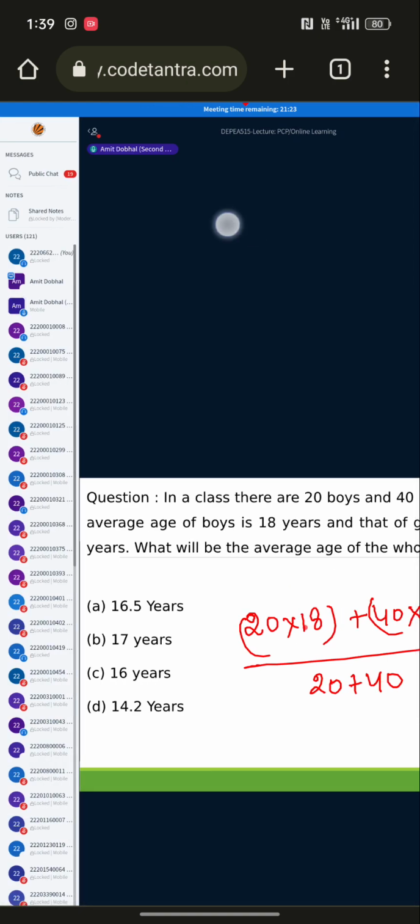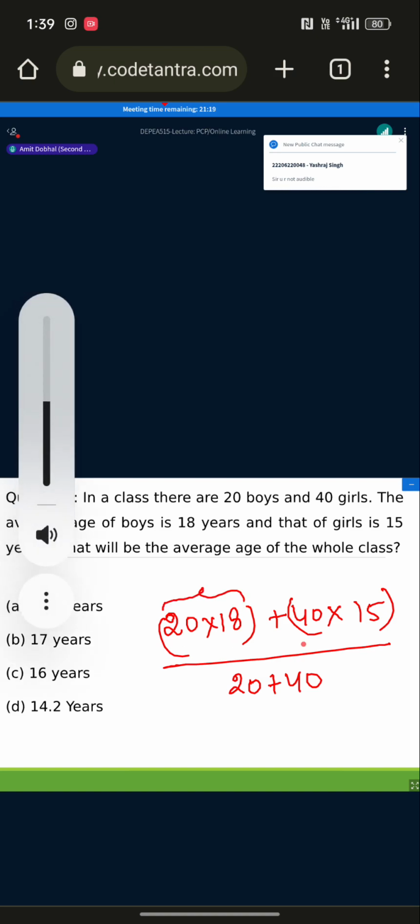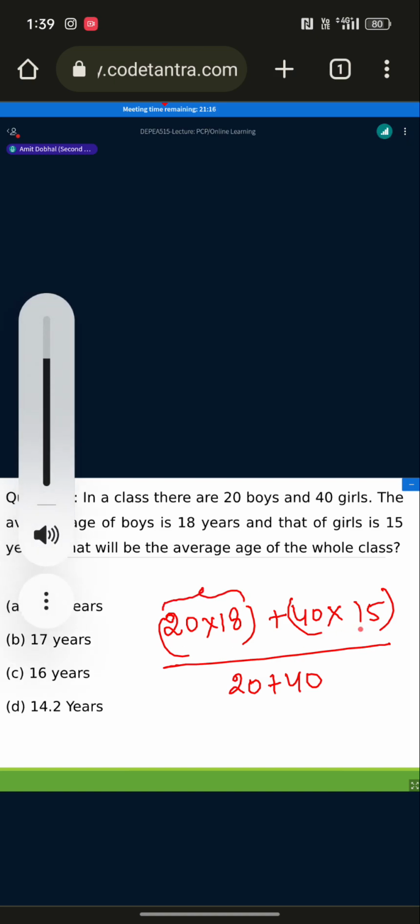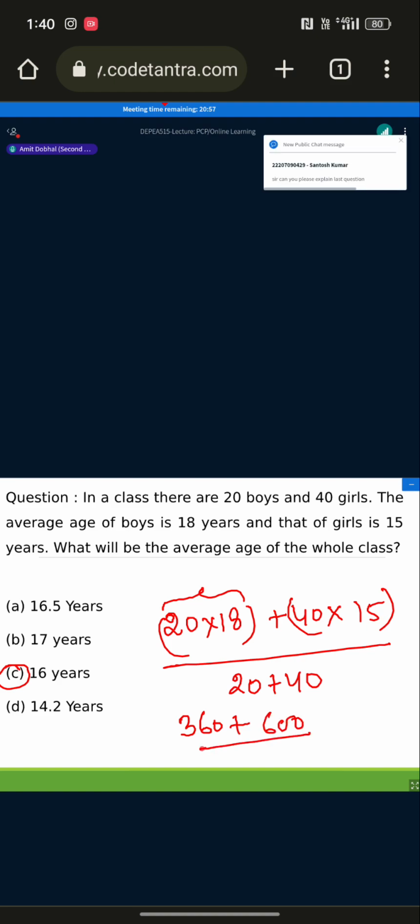Okay. So here we can find the total sum of the boys. That will be 20 into 18. The total sum of girls would be 40 into 15, and the total number of girls and boys is 20 plus 40. So that would give you the answer. C, 16. So C, 16 is correct. That would be 360 plus 40 into 15, 600, divided by 40 plus 20, 60.